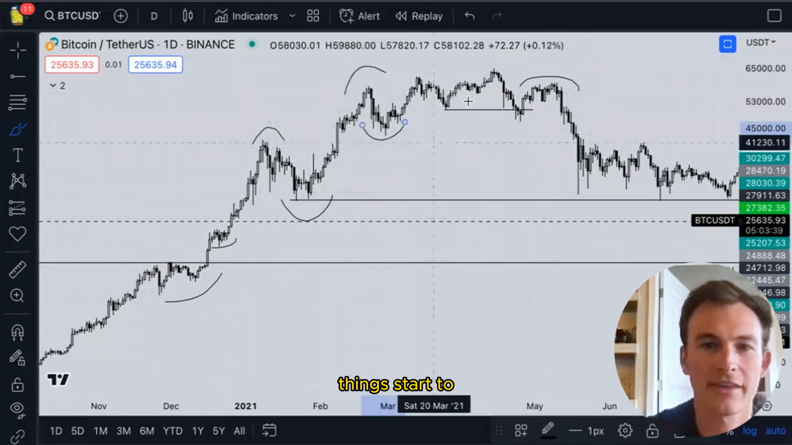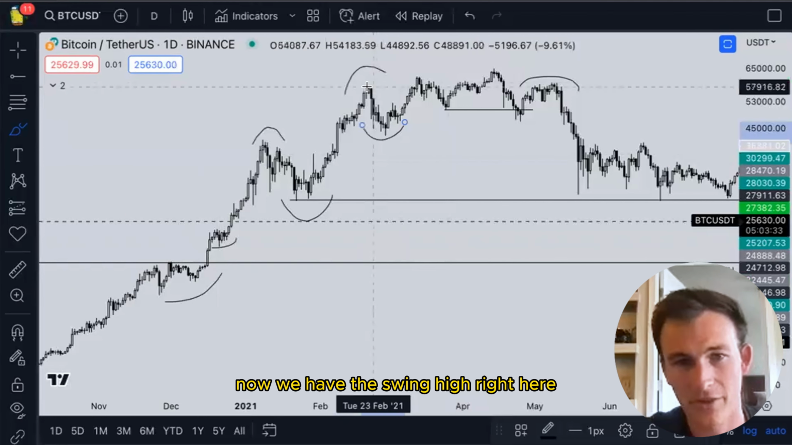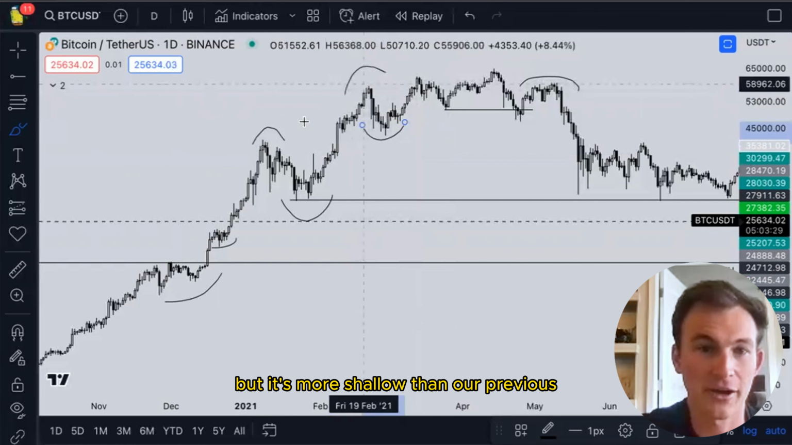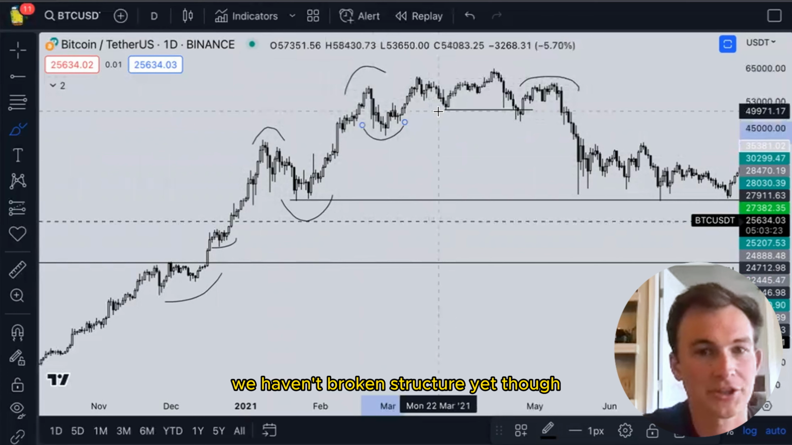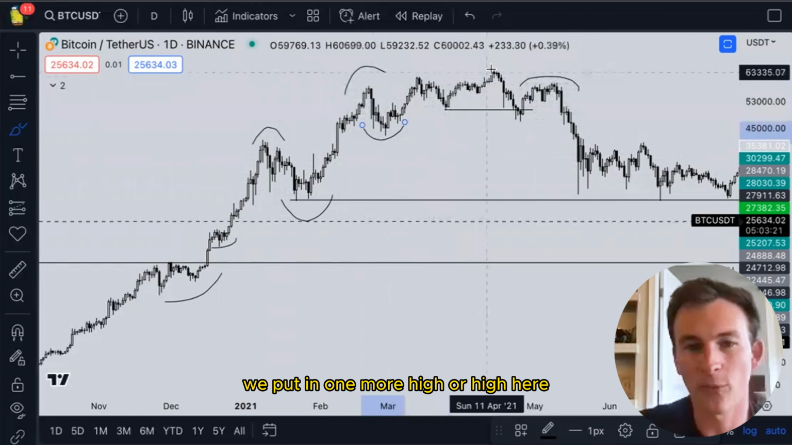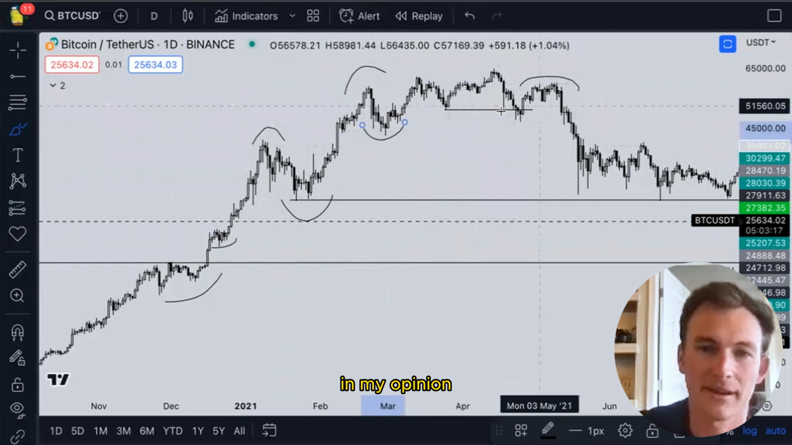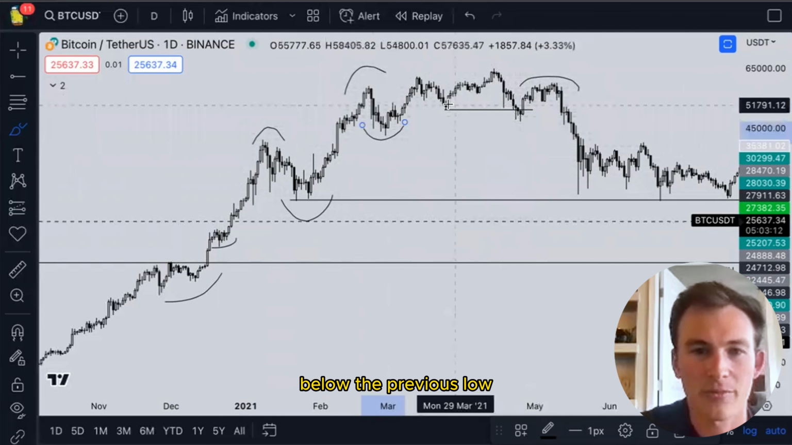But this is where I think you can see things visibly start to shift. We have the swing high right here. We do set a higher high, but it's more shallow than our previous higher highs have been. We haven't broken structure yet though. And you can see we put in one more higher high here, but this is the first sign of real weakness, in my opinion. Not quite a market structure break, but we have some candle closes below the previous low.